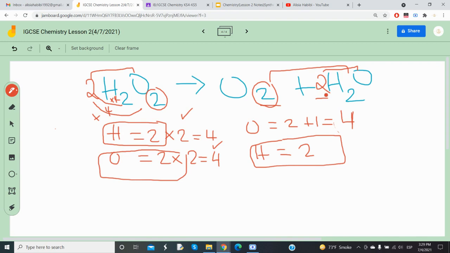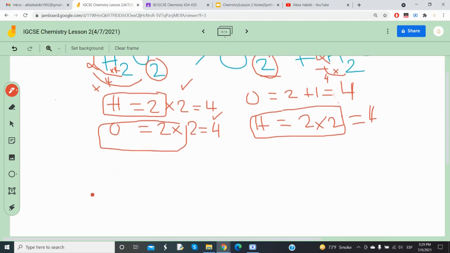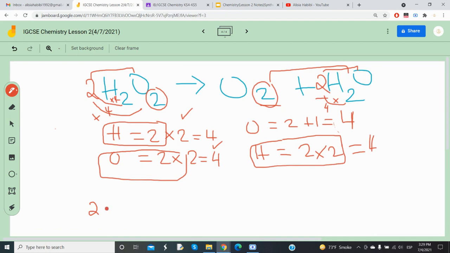If you look now, the change where you added 2 in front of the water, which affected the oxygen, also affected the hydrogen, because we now have 2 times 2 atoms of hydrogen, which is 4. So this equation is now balanced. Eventually we have our 4 atoms on both sides. So your final equation would look like this. It's 2 molecules of hydrogen peroxide, or you could say 4 atoms of hydrogen, 4 atoms of oxygen.